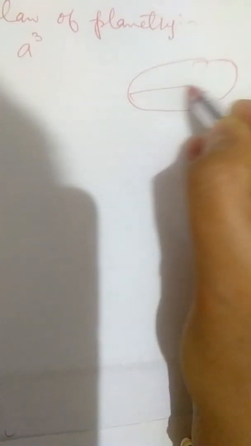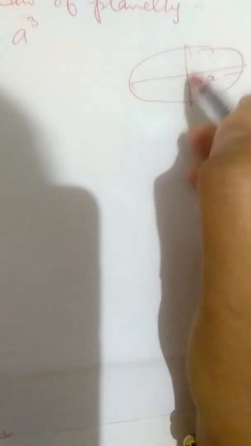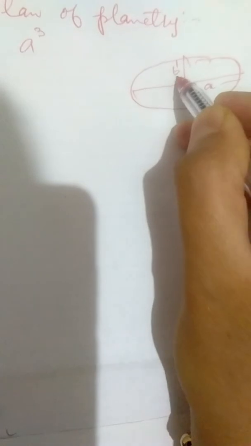It states that the square of the time period of revolution of a planet around the sun is proportional to the cube of the semi-major axis. I have told you that the planets revolve around the sun in elliptical orbits, and in case of an elliptical orbit there is a major axis and a minor axis. Half of the major axis is called the semi-major axis, denoted by a, and half of the minor axis is called the semi-minor axis, denoted by b, right?